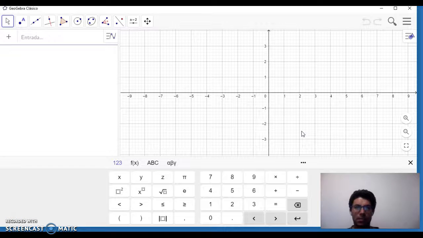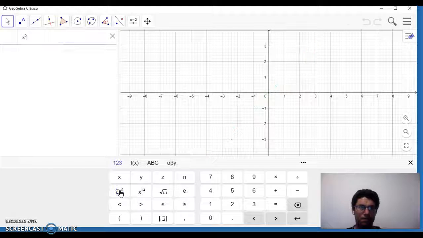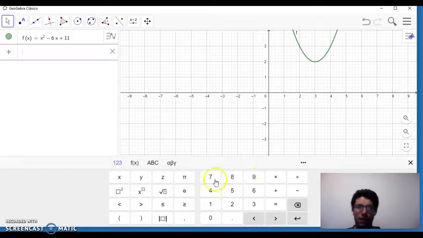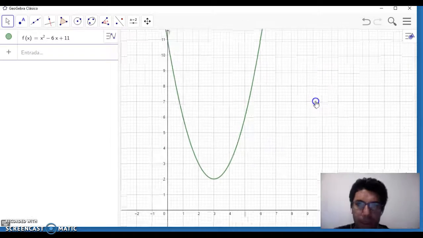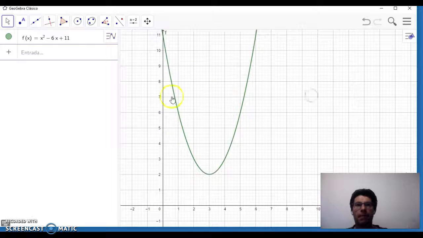The next step is to sketch the graph. For sketching the graph, I'm going to use GeoGebra. So here I plot the function x squared minus 6x plus 11. Enter, and we obtain the graph. Let's scroll down a little bit. This is the parabola, since it is a quadratic function.